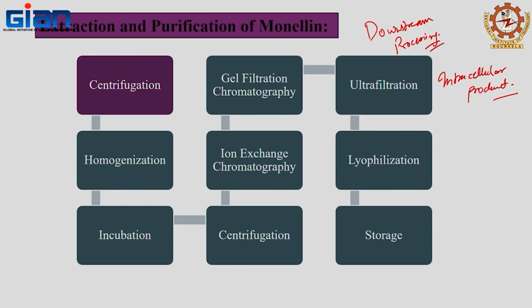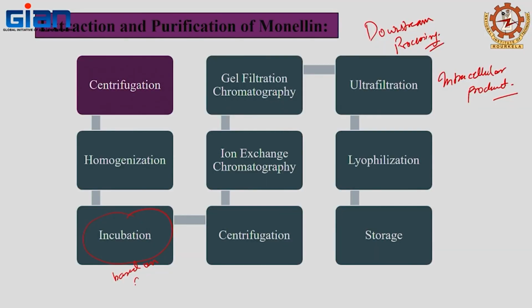We need incubation to let the impurities settle down or precipitate, and at this step monellin does not precipitate, only impurities get precipitated on the basis of gravity. So again we need to centrifuge to remove the impurities, and our protein will stay in the supernatant. This supernatant we can use for further separation, which is chromatography.